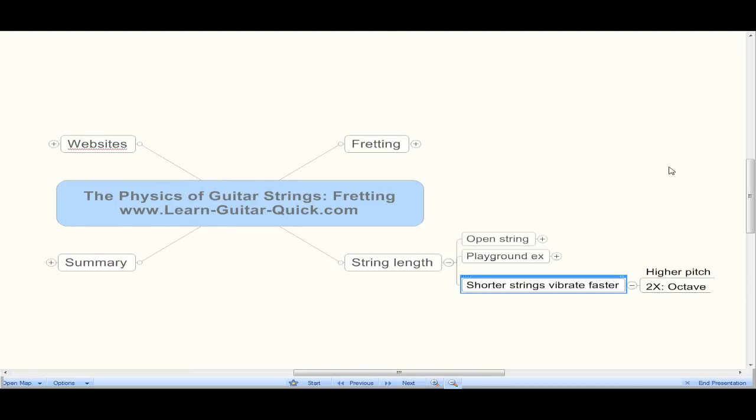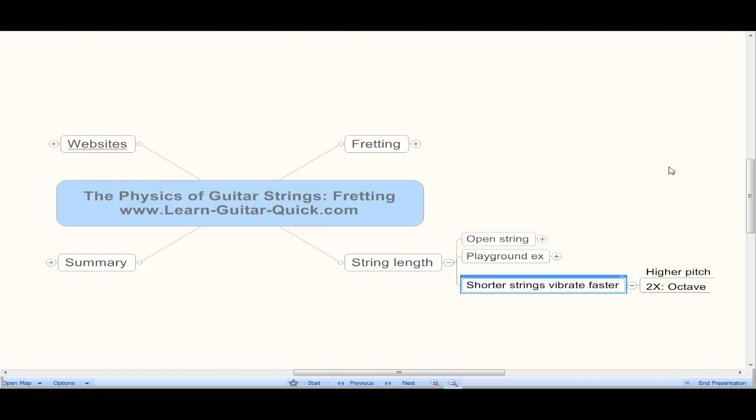Shorter strings vibrate faster, because if I have a string of a certain length and it's vibrating back and forth, it's going to be moving a certain distance from center. If I make that string shorter, it can't move as far. So since it can't move as far, it makes more trips per second again. And so we hear that as a higher pitch.